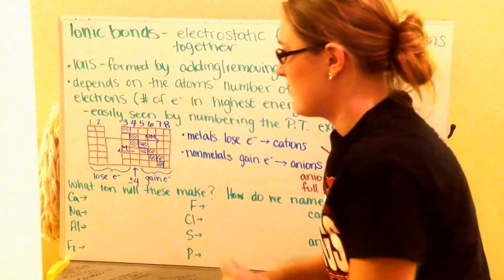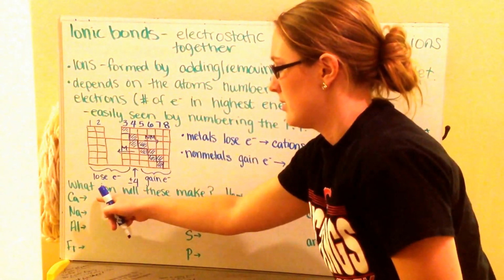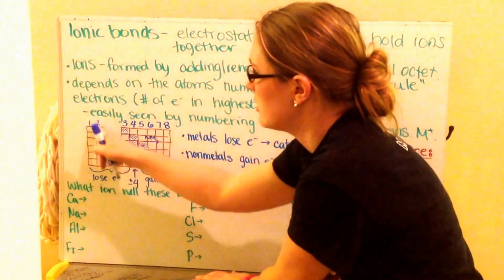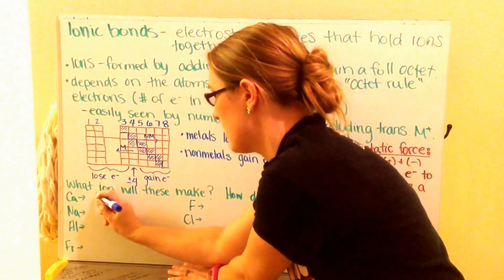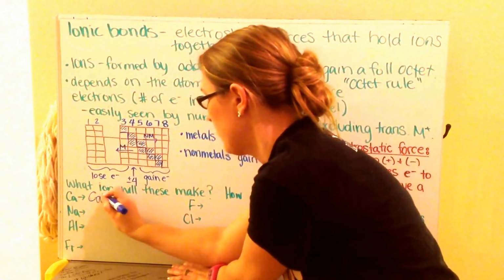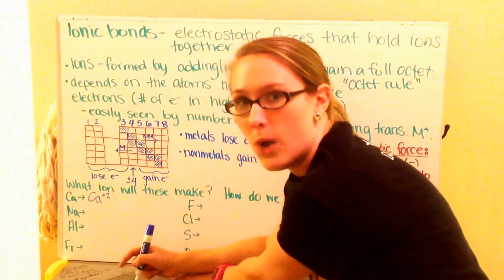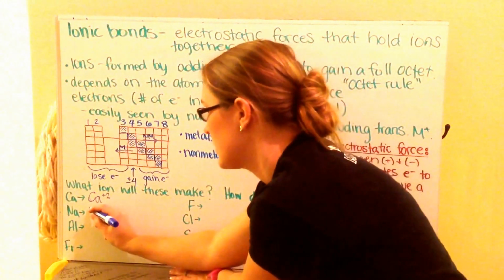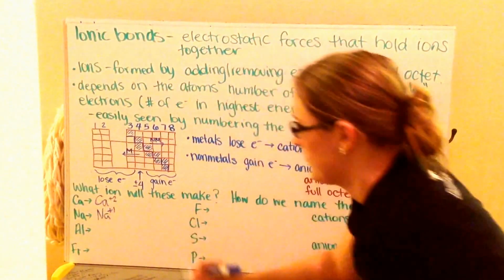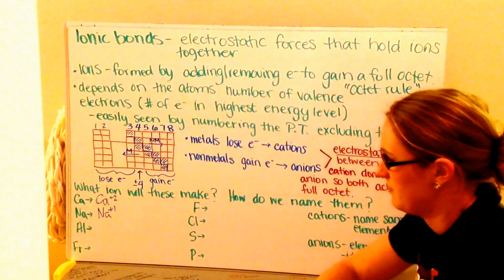So my first one I have is calcium. You want to locate calcium in your periodic table. You should find that it's in group 2. So because it's in group 2, it's going to lose these 2 electrons and become calcium plus 2. Okay. Sodium is in group 1. Therefore, sodium is going to become Na plus 1. Go ahead and try aluminum and francium.